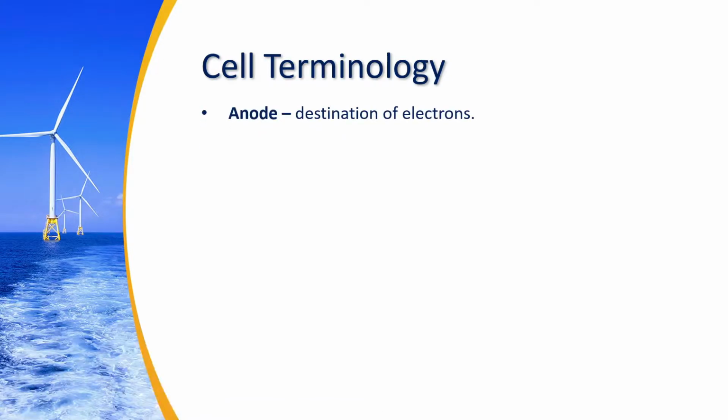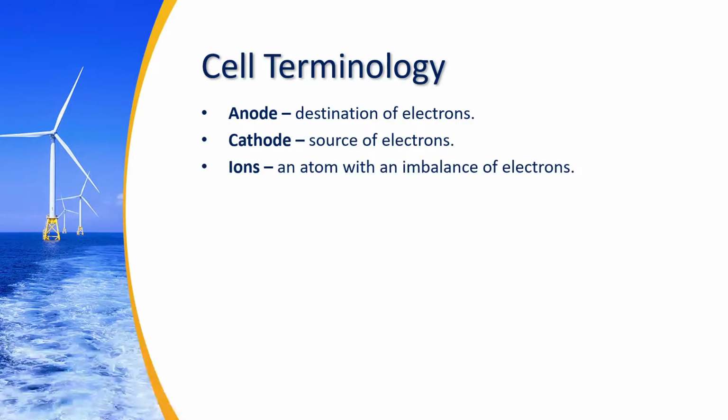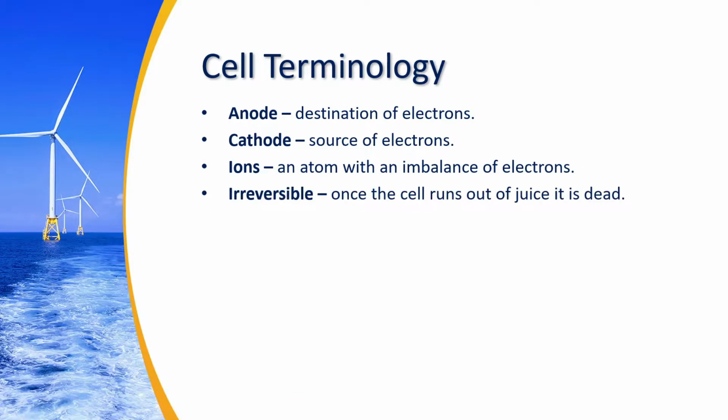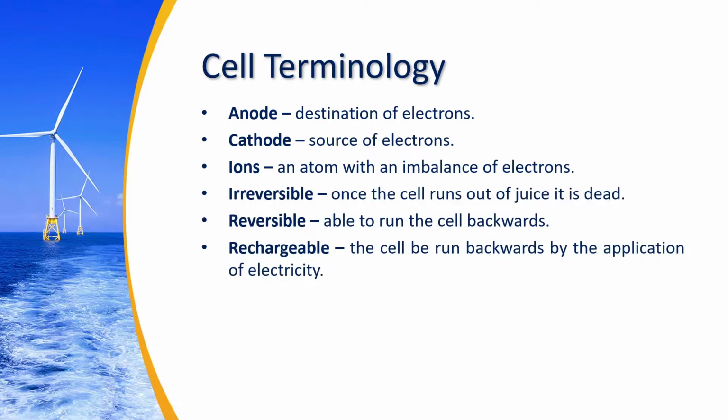So, anode is the destination of electrons, or dun siya papunta yung mga electrons natin. Then, yung cathode is the source of electrons, o dun yung nanggagaling yung mga electrons natin. Then, ions is an atom with an imbalance of electrons. Then, irreversible, once the cell runs out of juice, it is dead. Reversible, able to run the cell backwards. Rechargeable, the cell can be run backwards by the application of electricity.